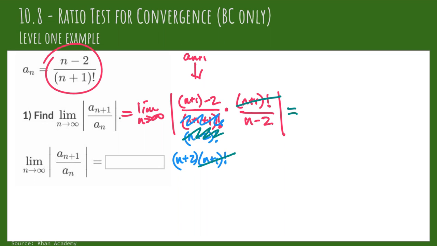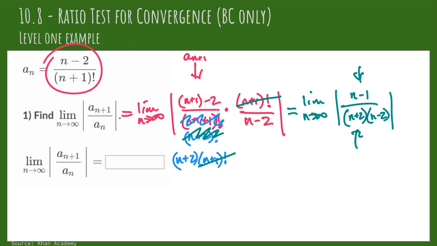So what's left, I'm going to rewrite now, the limit as n approaches infinity. N plus 1 minus 2 is going to be n minus 1 on top. And on the bottom, we have n plus 2 times n minus 2. Okay, and still looking at the absolute value. However, I want to point out that when n gets really big, n minus 1 is going to be positive, n plus 2 times n minus 2 is going to be positive. The only time those are not going to be positive would be if the n minus 2 could be negative, and it's not. Not when n is big, at least.